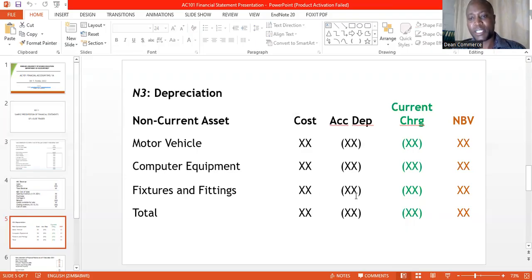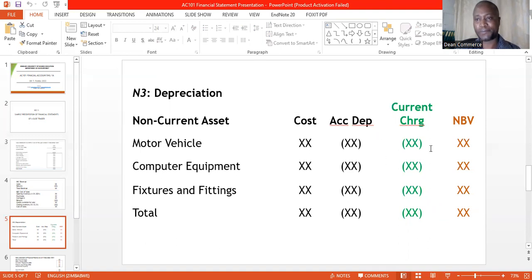The cost, the accumulated depreciation, then the current charge, and then the net book value, which means that the sum of these two figures is deducted from this cost to get the net book value. So eventually, we will find that our non-current assets, which are being depreciated, will have the net book value, which is this one, but the cost is this one. Accumulated depreciation for the previous year, before the charge for the current period, is supposed to be deducted from this figure so that we get the net book value. So this is about depreciation.